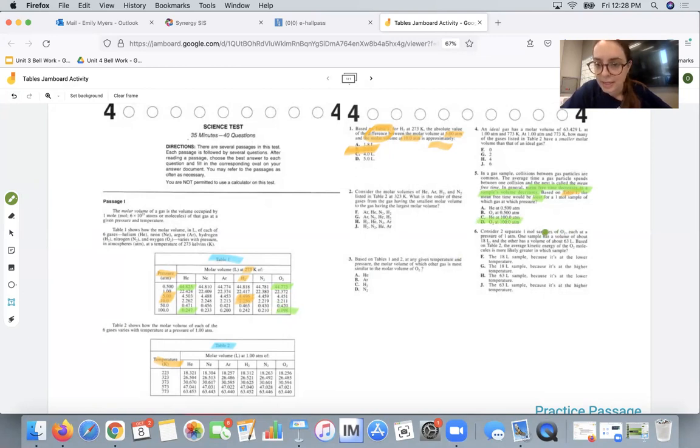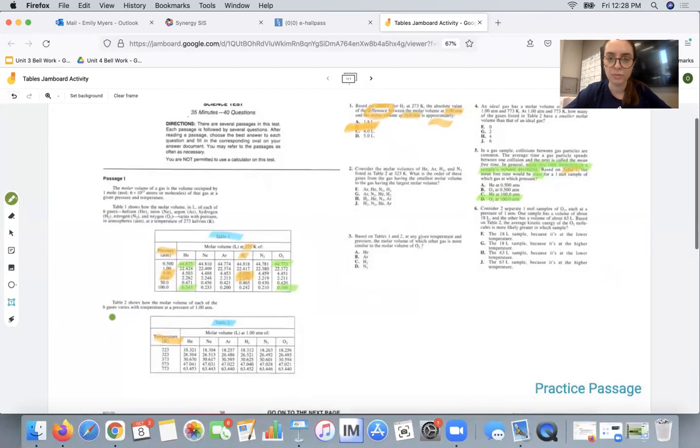All right, and then let's see if 6 is about table 1. 6 is table 2. So we'll deal with that later. All right, I've done all the table 1 questions. Now I will move on to table 2. Number 2 asks about table 2.